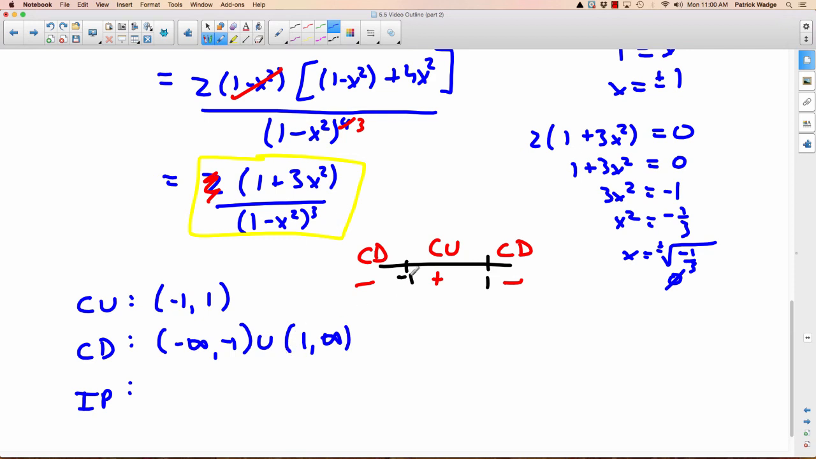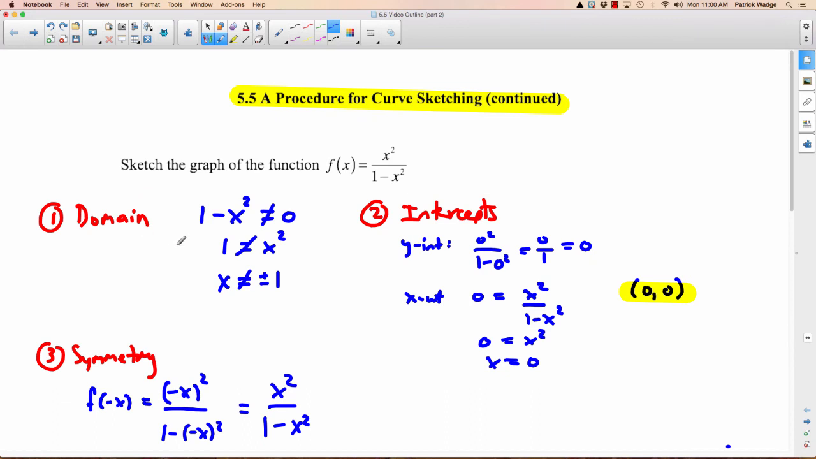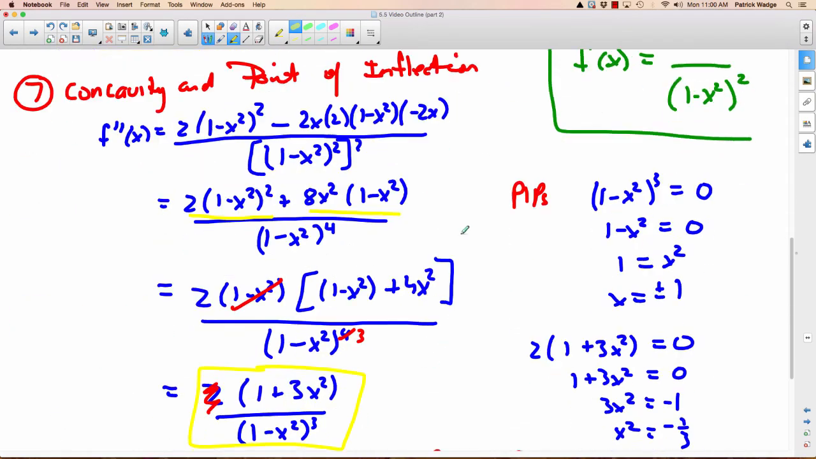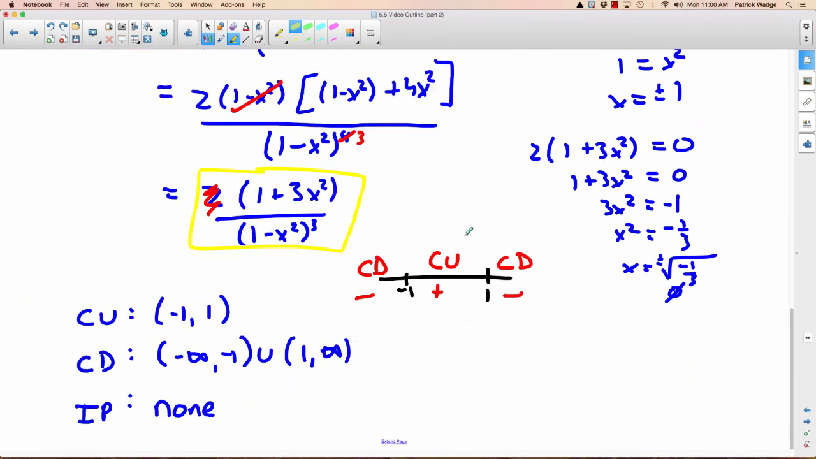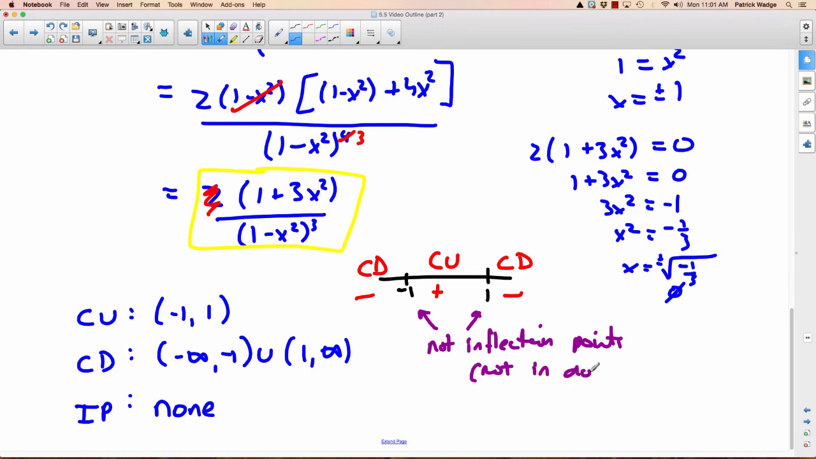Inflection points. Remember, you look to see where it changes signs. So from negative to positive, looks good, and from positive to negative. You want to write both those down as inflection points, right? No, you don't. I'm telling you there's none. Why would that be? Because if you go all the way back to the start here, you'll see that the domain tells us that x cannot equal plus or minus 1. They're not in the domain at all. So those are not inflection points. And I'll write that down for you. Not inflection points because they're not in the domain.